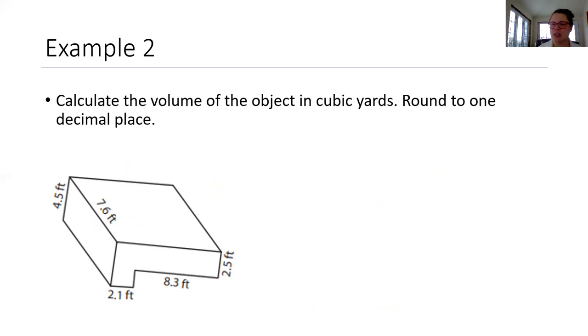Example 2, we want to calculate the volume of the object in cubic yards and round to 1 decimal place. The first thing I notice when I look at this one is I have feet all over the place and I want cubic yards. But when I look at this, I have to make a decision. Am I going to convert now, or am I going to use the skills learned from last class to convert at the end?